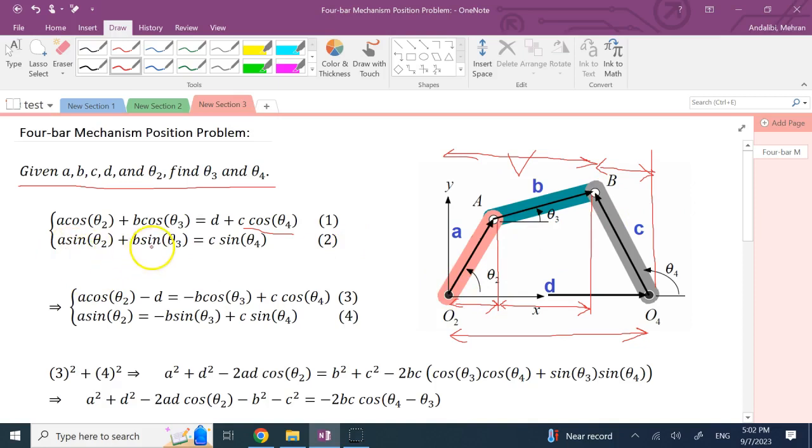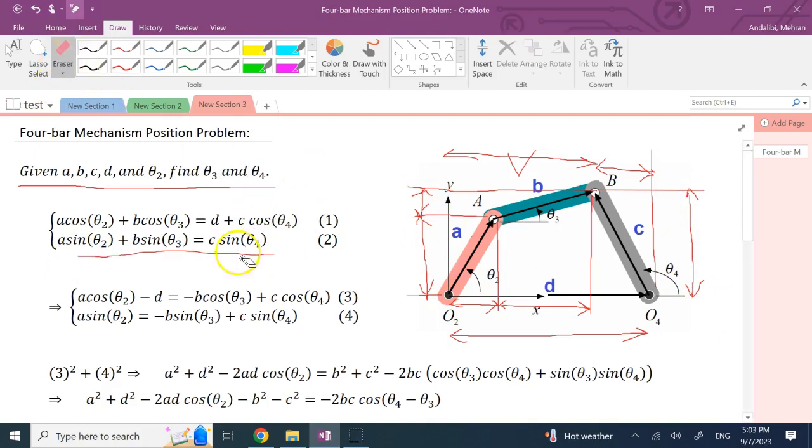And then you do a similar thing for the y's, right? So you say A sine theta 2, which is this distance, plus B sine theta 3, which is this one. So you say the sum of these y offsets is equal to C sine of theta 4. Now in this case, the ground member is completely horizontal, so that is equal to C times sine theta 4, which is this distance. So you said this guy is equal to the sum of those two, and this is your second equation.